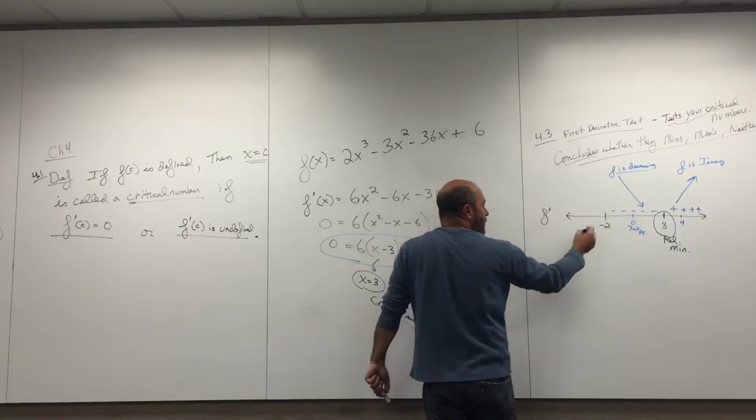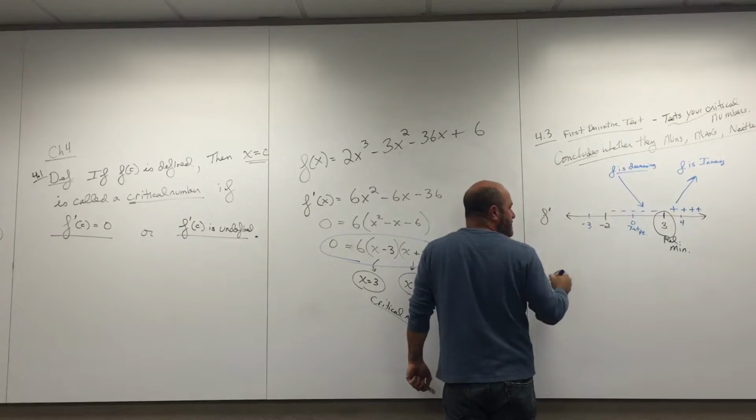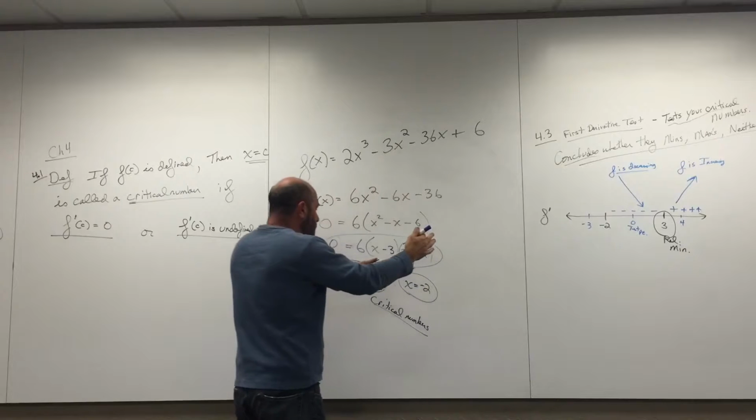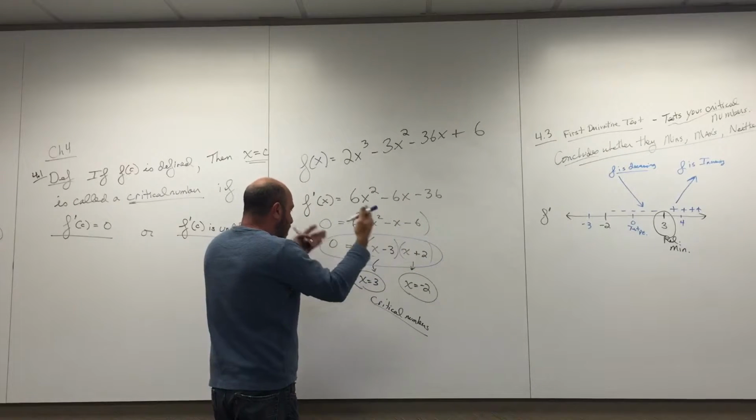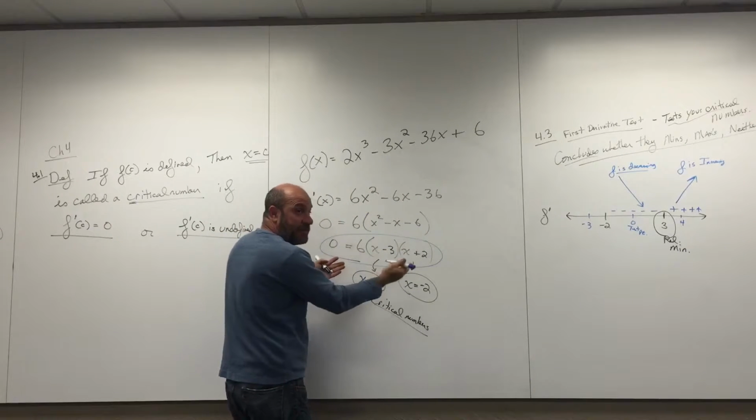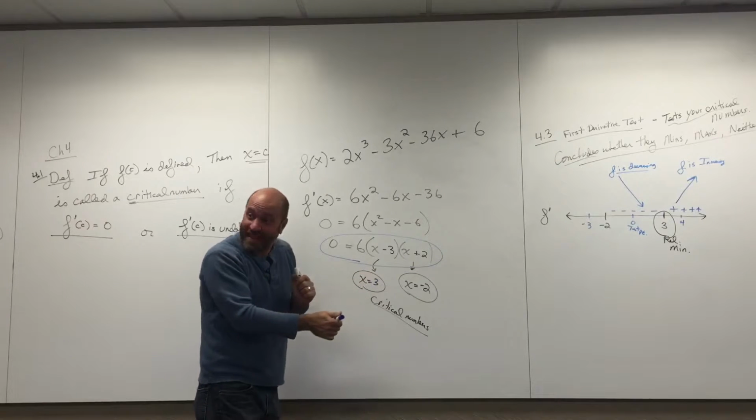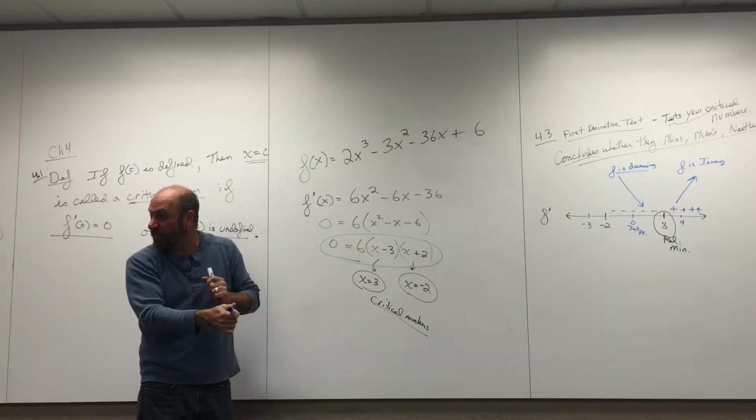Negative 3. Anything you want. Right, you're right. Negative 3 is a test point. What do I do with that negative 3? Plug it into the derivative just to test. I'm testing the positiveness or negativeness of the derivative.